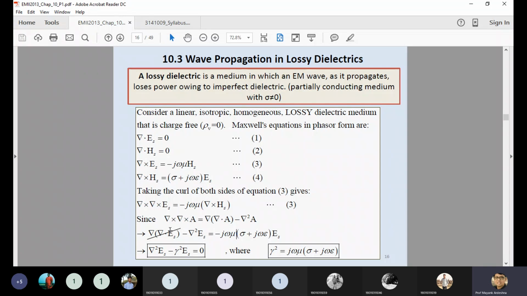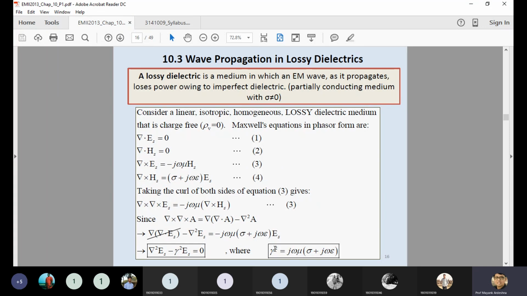Now, if you see this equation, this del dot E will be 0 because of the time varying behavior, it should be 0. So you can refer to equation number 1, del dot E is equal to 0. But for a static field, it will not be 0. So finally, we are getting minus del square E is equal to some constant into E. This constant can be replaced with gamma square because all are constant values, and gamma is nothing but your propagation constant.